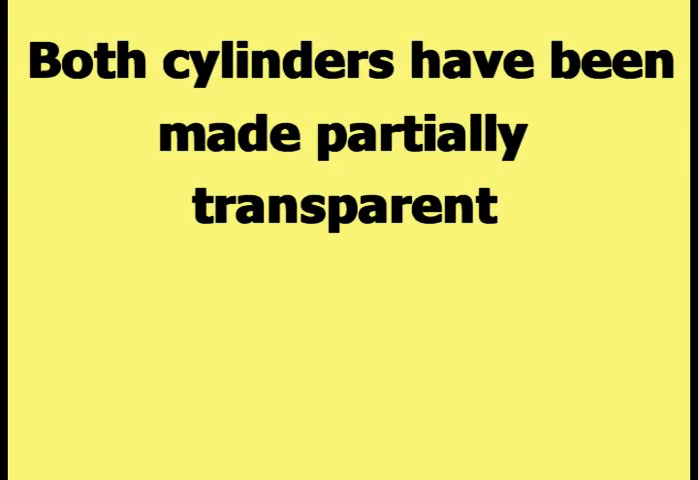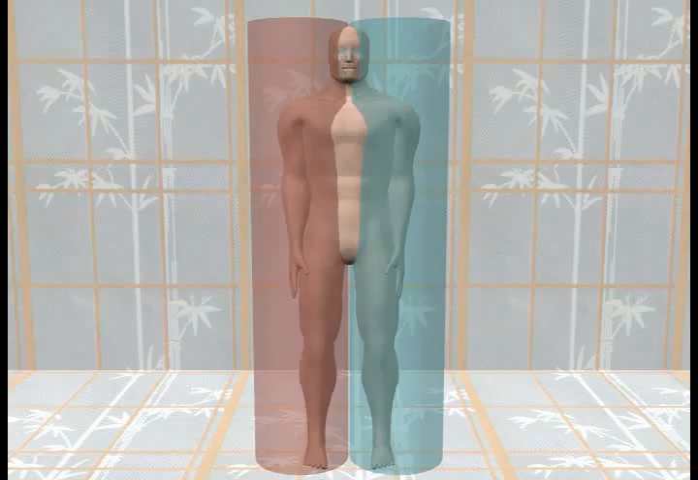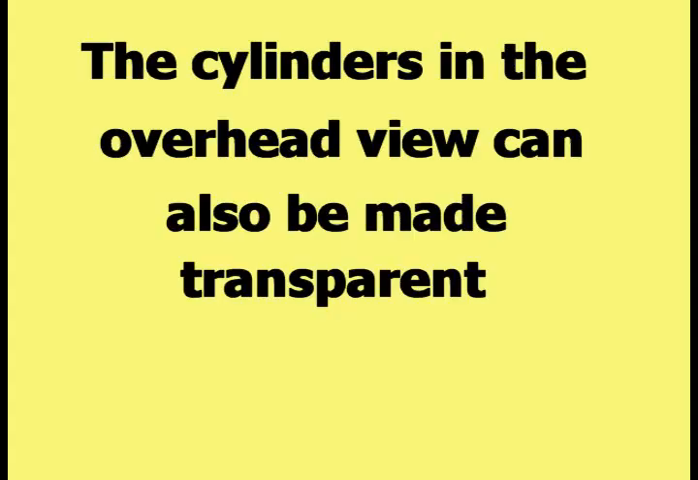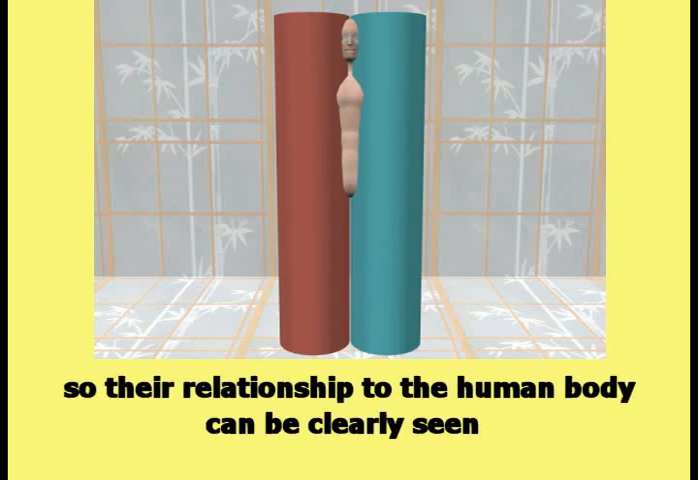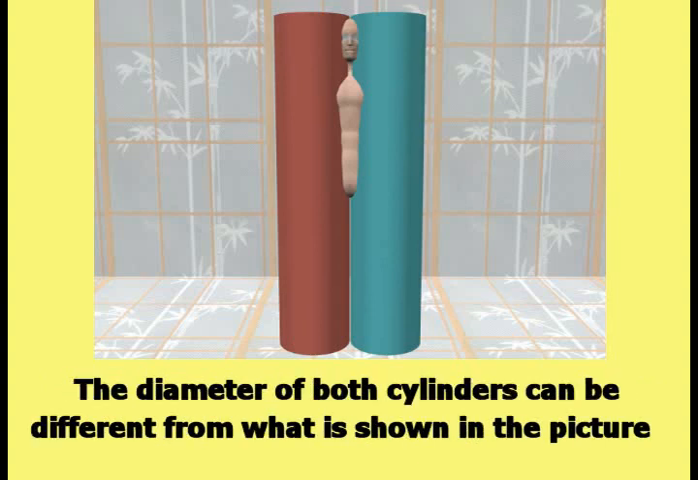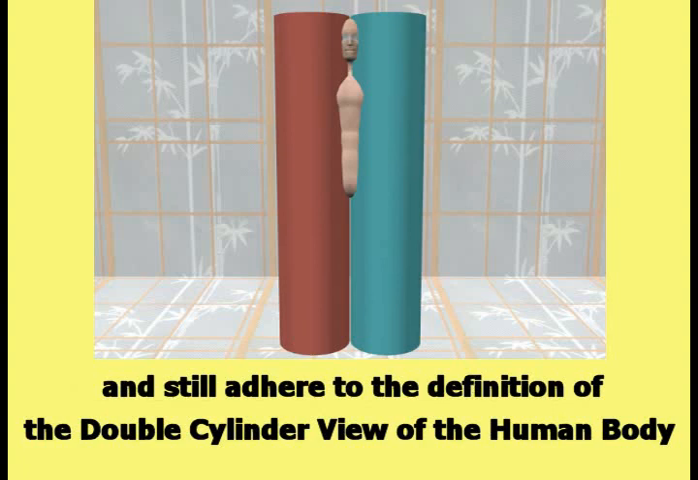Both cylinders have been made partially transparent in this front view picture so that the relationship between the two cylinders and the entire human body can be seen. The cylinders in the overhead view can also be made transparent as shown here to reveal the relationship between the two cylinders and the human body from the overhead view. The cylinders in this demonstration picture are the size they are so the relationship to the human body can be clearly seen. The diameter of both cylinders can be different from what is shown in the picture and still adhere to the definition of the double-cylinder view of the human body.